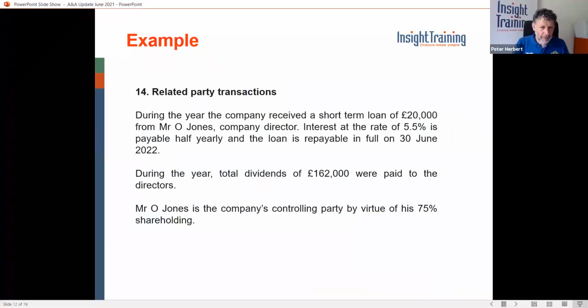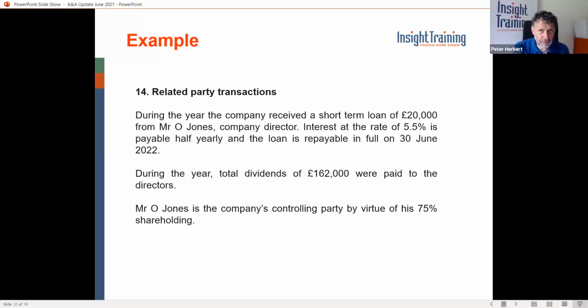Now here's an example of the sort of thing that we would typically see. At the top there we've got information about a loan from Mr. O. Jones, company director. We've got information about dividends being paid to the directors, and we're told that Mr. O. Jones is the company's controlling party. Let's just cover those off in turn.